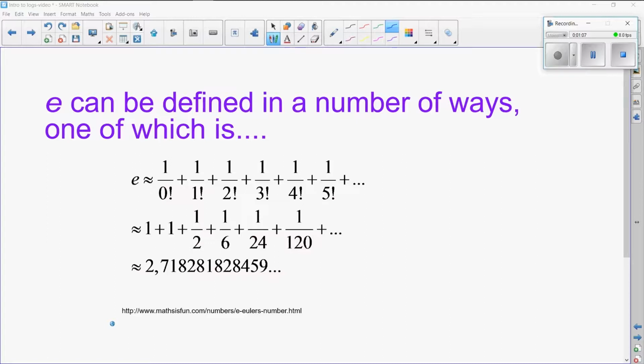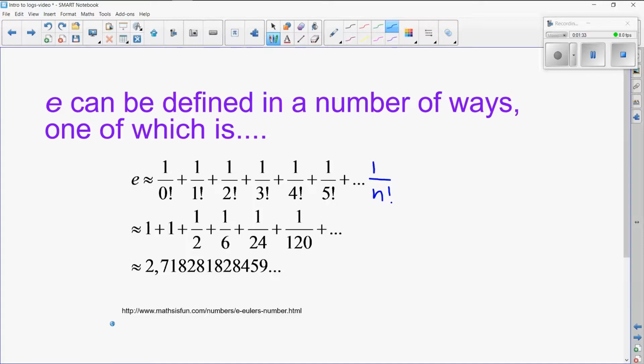Well, e can be defined in a number of ways, and I'm going to show you one of them. So e is approximately the value of 1 over 0 factorial plus 1 over 1 factorial plus 1 over 2 factorial plus, continue, 1 over 5 factorial, and we're going to continue until we get 1 over n factorial.